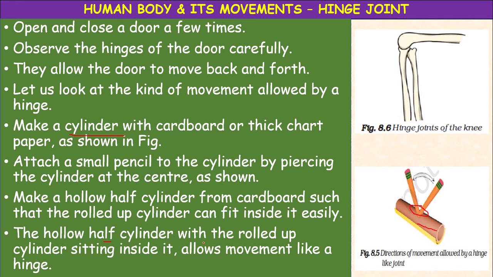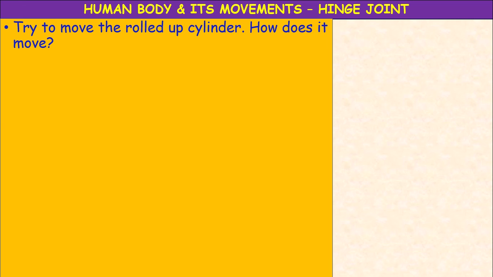The hollow half cylinder with the rolled up cylinder sitting inside it allows movement like a hinge. It allows movement like a hinge in only one direction, either back or forth. So try to move the rolled up cylinder. How does it move?